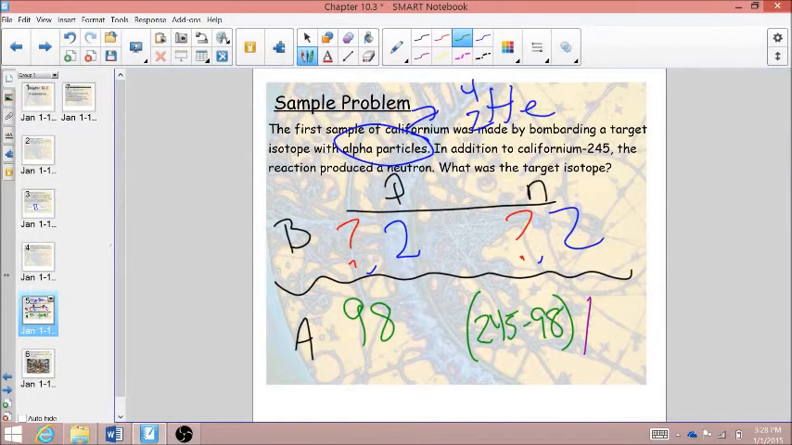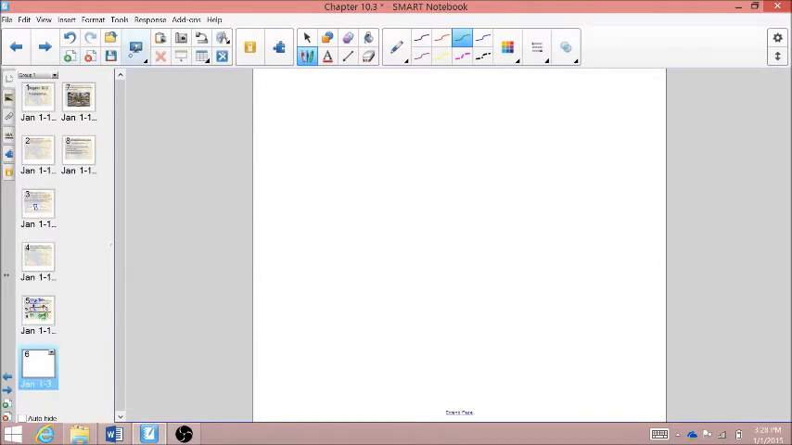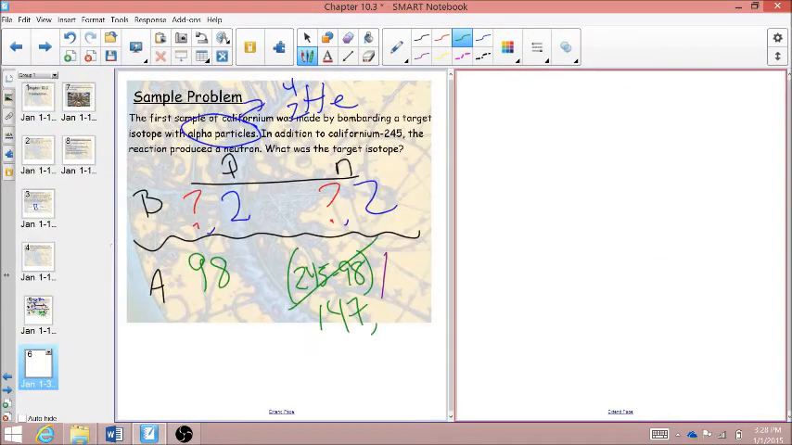So we end up having 147 neutrons from californium-245. Now what we need to do is work our way backwards to try and figure out what these question marks are. So let me get another page going here and a double page display. And we can simplify this a bit.